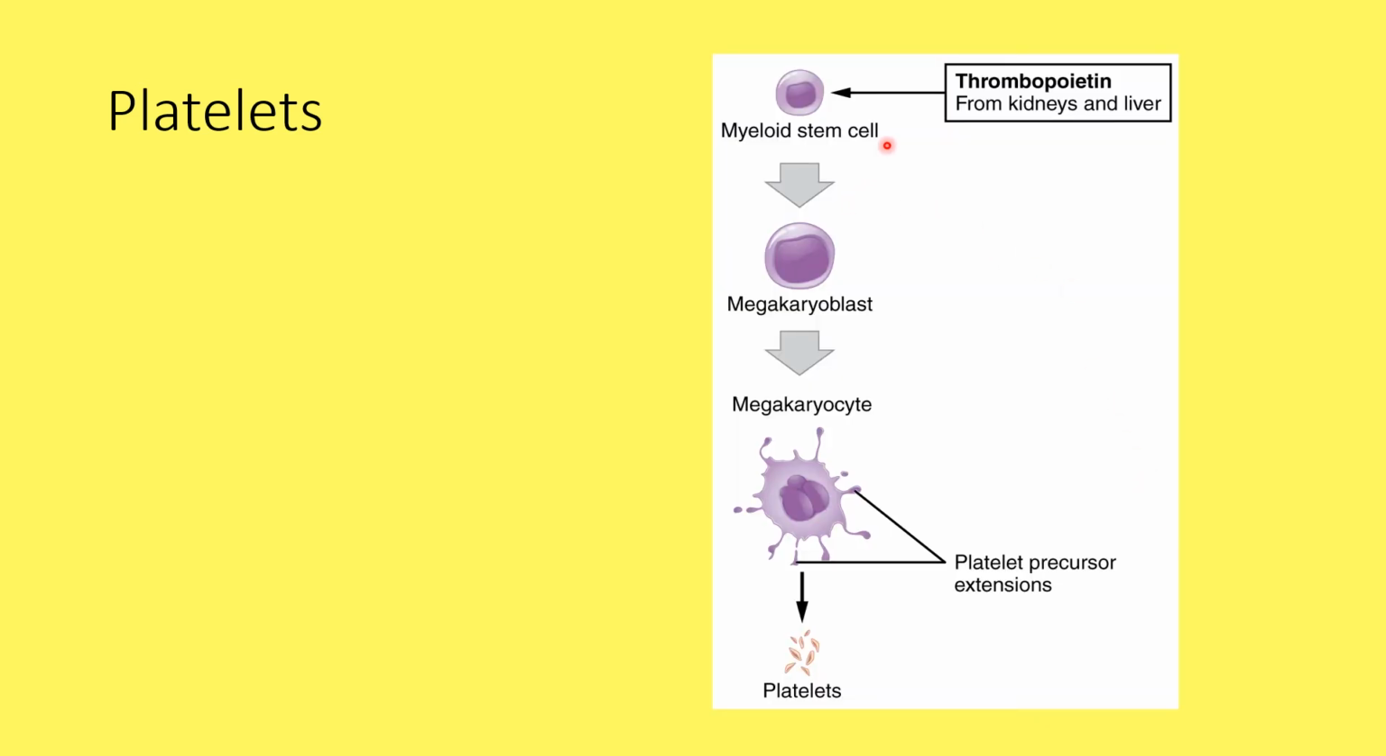And just briefly, once again, you start off with the stem cell. It enlarges, makes a megakaryoblast, which turns into a megakaryocyte, and it's the fragments that break off from that that are the platelets. So even though platelets are classified as a formed element, they're not really a complete cell.